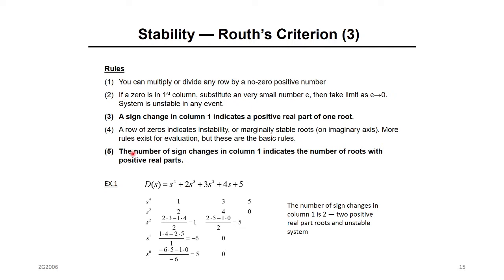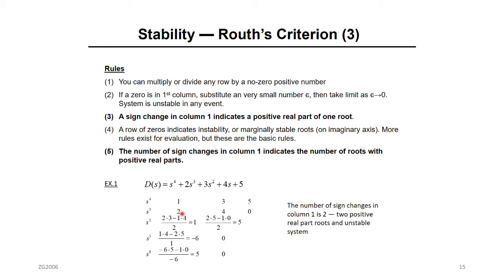These are the rules of the Routh criteria. You have like 5 rules. Number 3 and number 5 are the most important rules that you will use in your stability analysis or the designing for the controller. You will use number 3 and number 5. These are the most important rules.